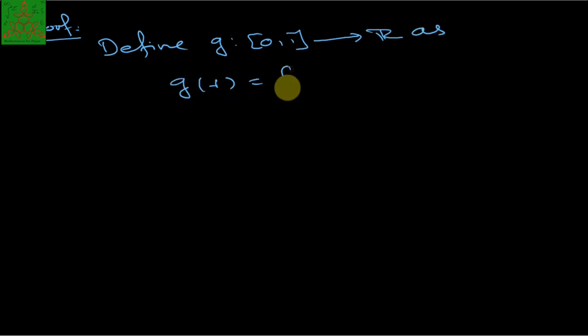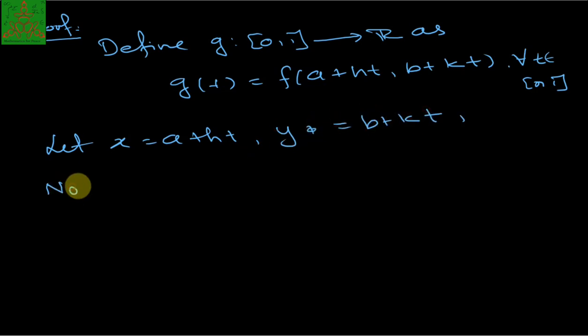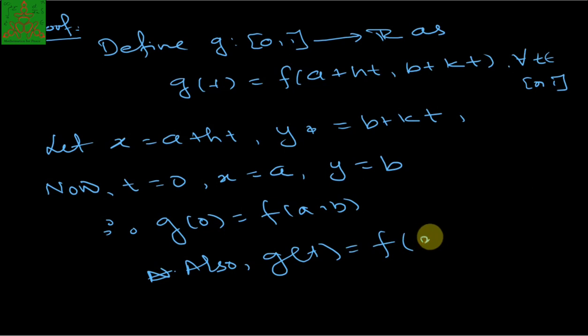Let us define this function g, defined over the closed interval 0, 1 to R, as g of t is equal to f of (a plus ht, b plus kt), and this is defined for every t in the closed interval 0, 1. Now let us also say that x is equal to a plus ht and y is equal to b plus kt. So t equal to 0 will give you x is equal to a and y equal to b. Therefore, g of 0 will give you f of (a, b), and also g of t will give you f of (x, y) due to this.